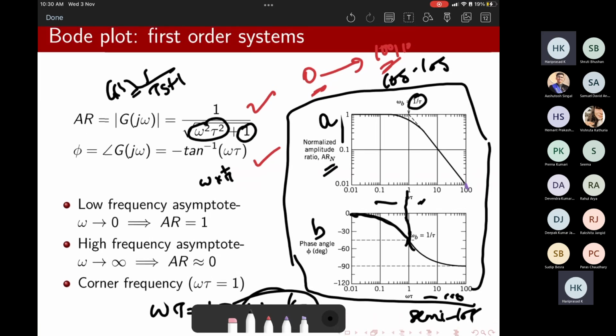So this is a typical example of first order. Now we will see a couple of more examples. So before we go ahead, any confusion or any questions at the moment?